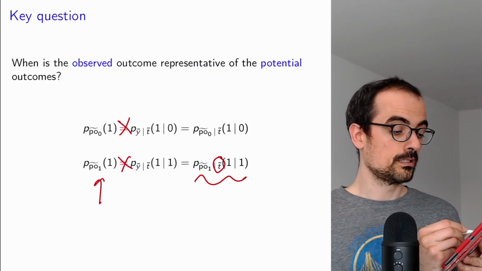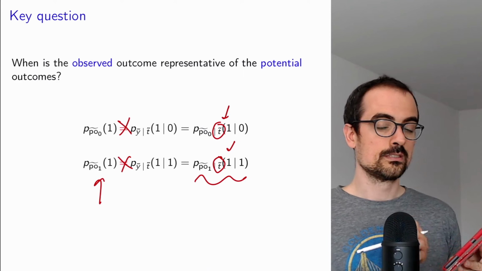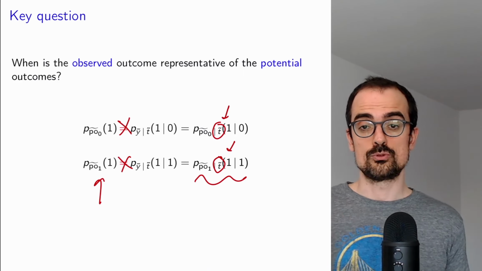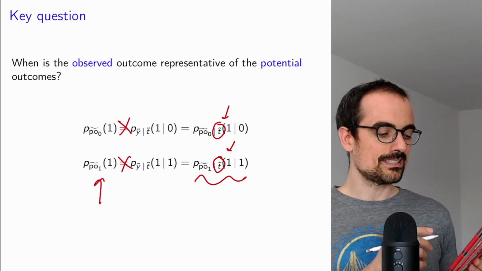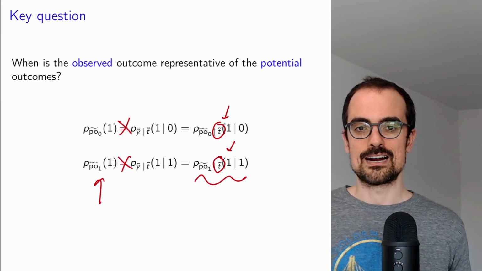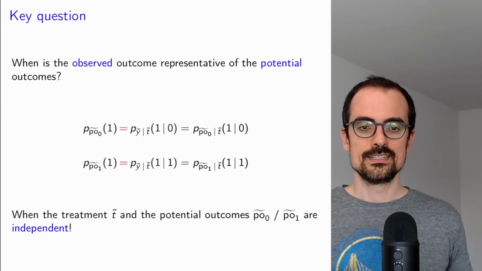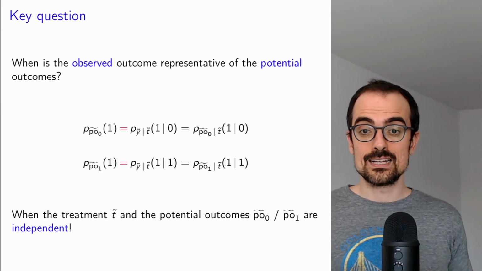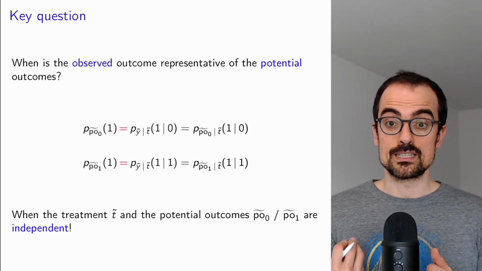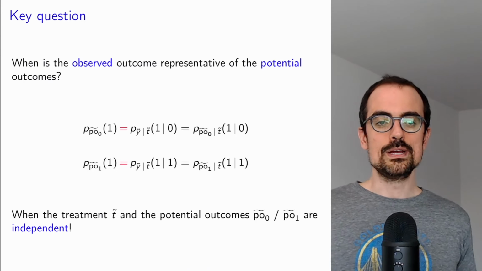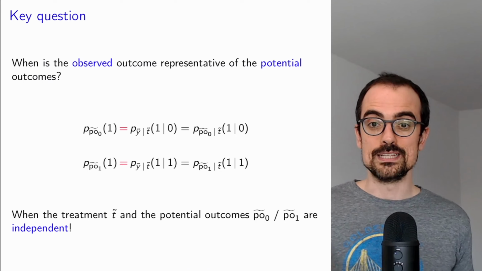It's equal if conditioning on the treatment does not make any difference, which means that the control group and the treatment group have the same distribution, right? In that case, if the potential outcomes are independent from the treatment, then this equality holds, and the observed effects are going to actually be representative of the causal effects. So we need the treatment and the potential outcomes to be independent.